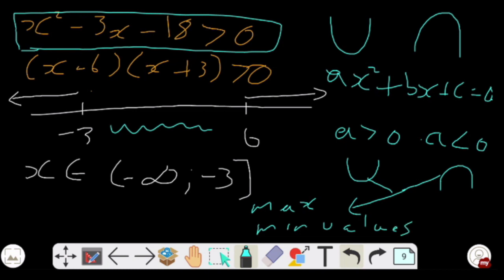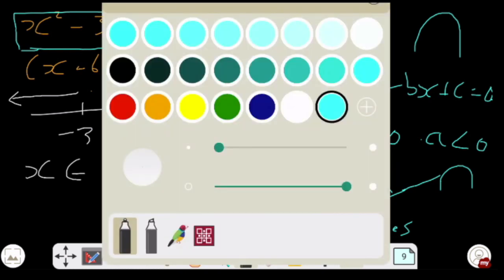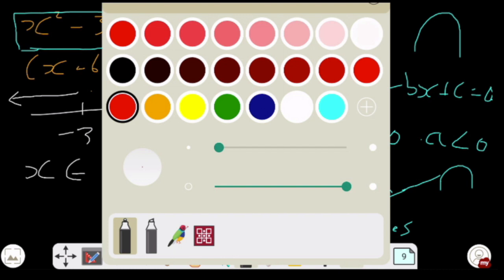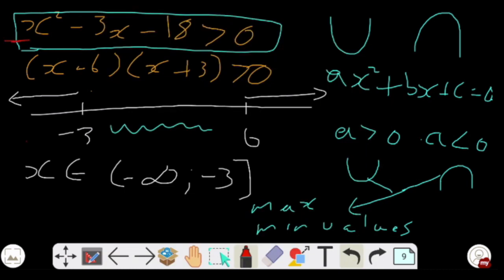Now going back here, your a in this case, which is here, is what? It is positive, right? It is positive, meaning you will have a smiling parabola.